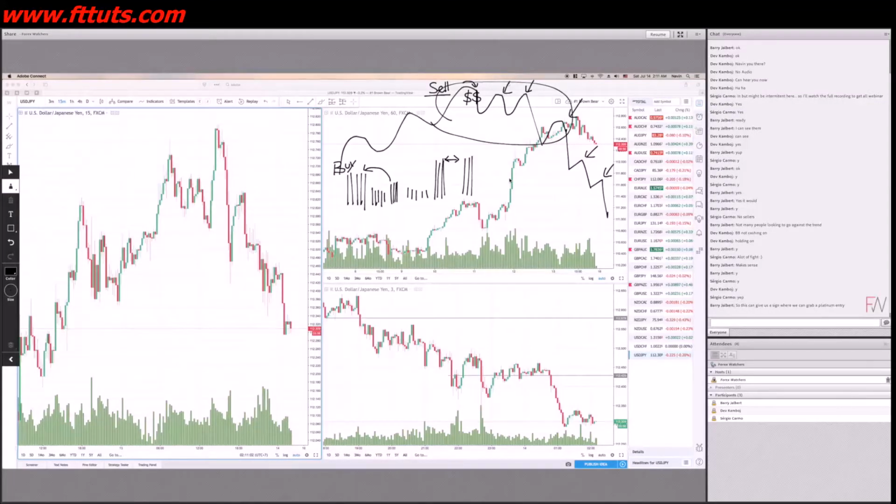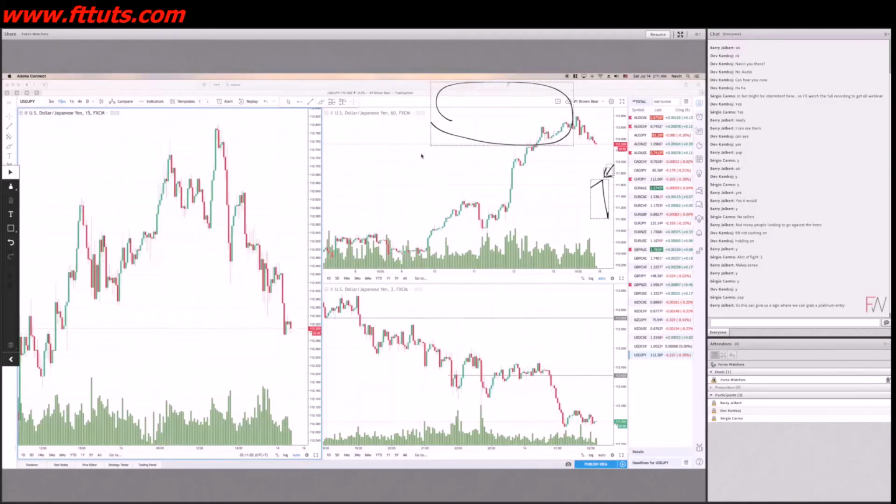So Barry, you're saying this can give us a sign where we can grab a platinum entry? No, not necessarily the platinum entry, because we still need that confirmation, right? What we're looking for is whether the big boy is really out or not. So we can't still ignore our normal price action reading.